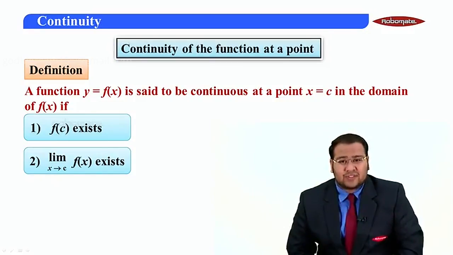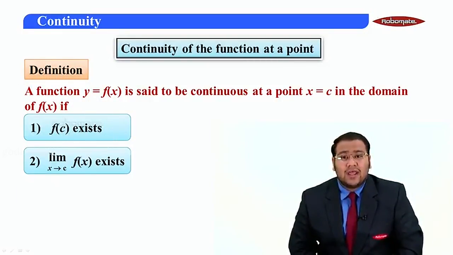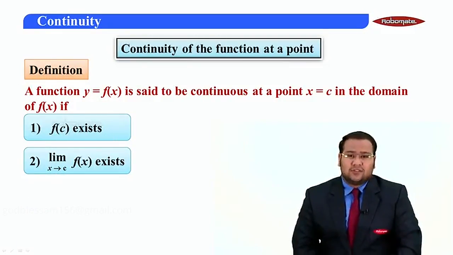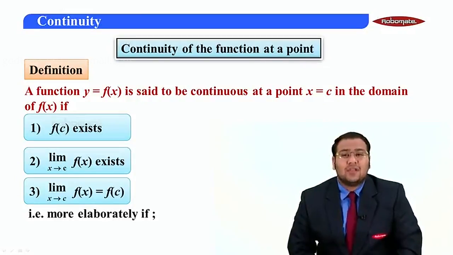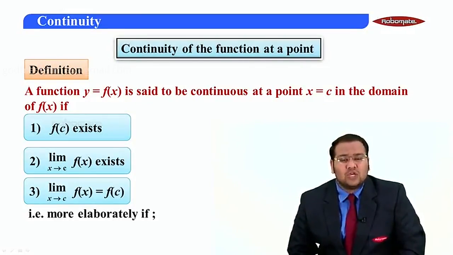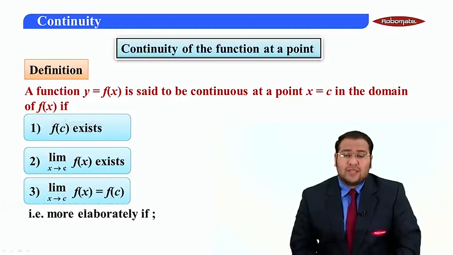So in the first condition a function exists, in the second condition its limit exists. In the third condition they both should be equal to each other, that is, limit x tending towards c of f of x should be equal to f of c.